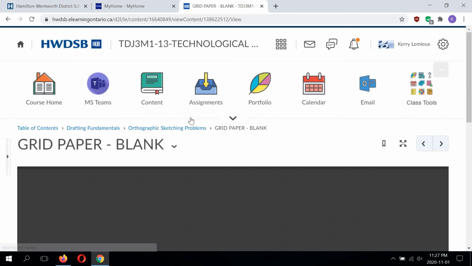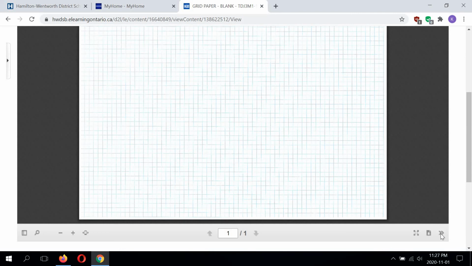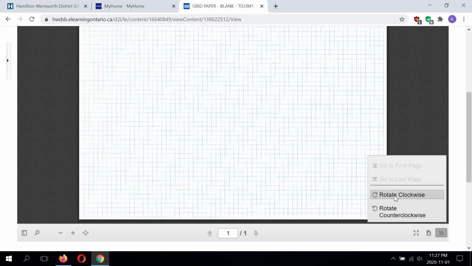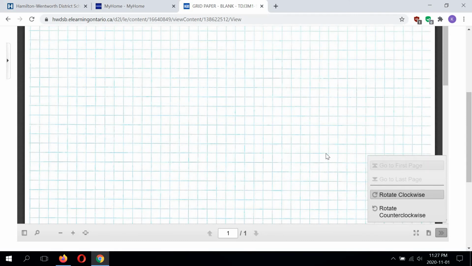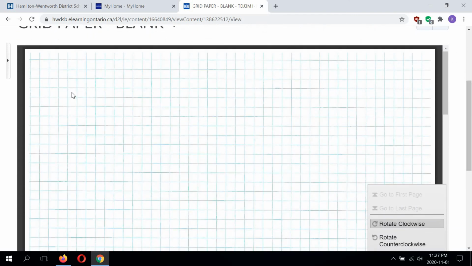And I've uploaded a blank piece here. And this is something that you can print off on your printer at home. Right? We just rotate this. And this should be acceptable for you to use. Now, if you don't have a printer, I'm going to highly recommend that you go out and buy a little bit of grid paper at your local supply store, right?